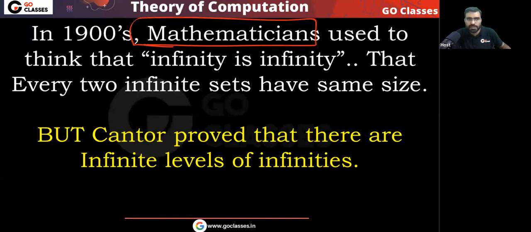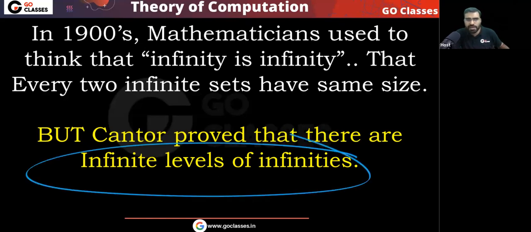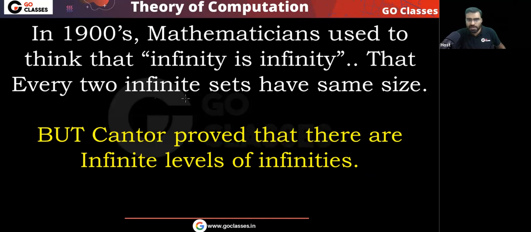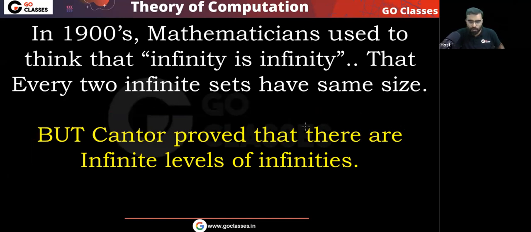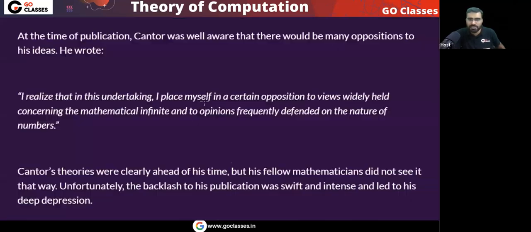So at that point of time, let me tell you, Cantor proved that within the infinity also there are infinite levels of infinity, means some infinite sets are bigger than other infinite sets. Okay, so this is what Cantor did. Now let me tell you, when Cantor gave the proof, at that point of time, he also knew that mathematicians will not be happy.